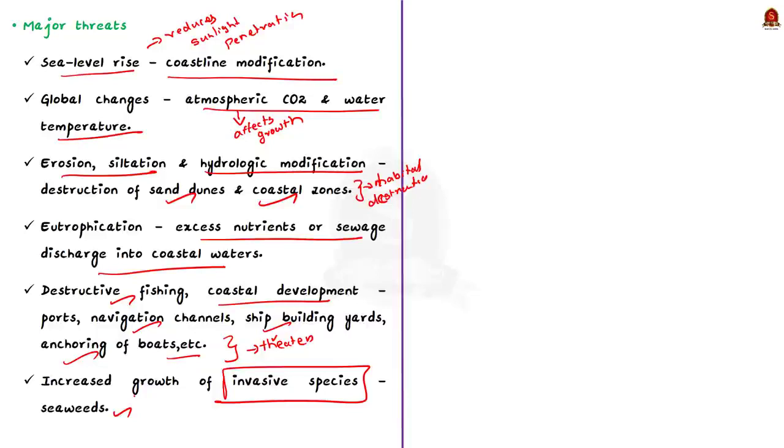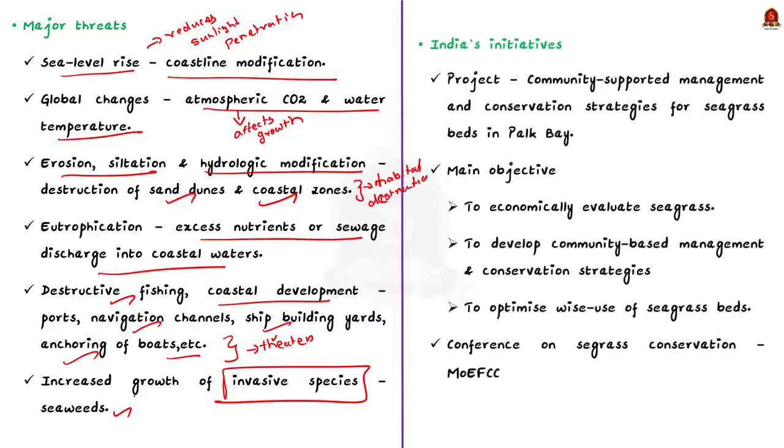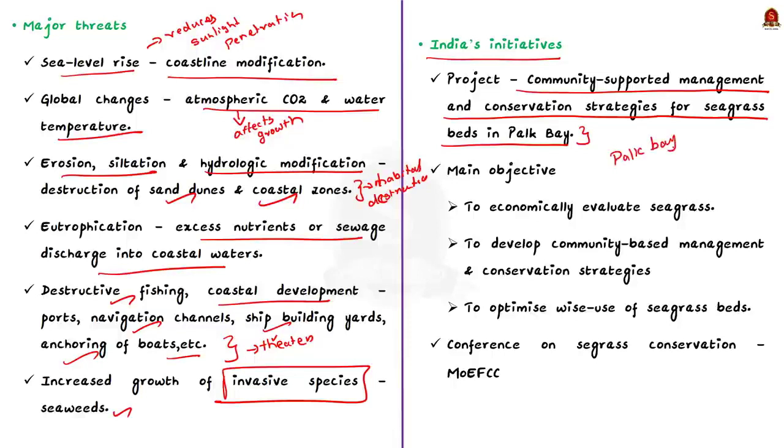Due to the greater significance of seagrass, the Indian government has taken a few initiatives to enhance the growth of seagrass. Through a project called Community Supported Management and Conservation Strategies for Seagrass Beds in Palk Bay. See, through this project, the Indian government is taking steps to conserve seagrass in the Palk Bay area. The main objective of this project is to economically evaluate the benefits of seagrass and to develop community-based management and conservation strategies to optimize the wise use of seagrass beds.